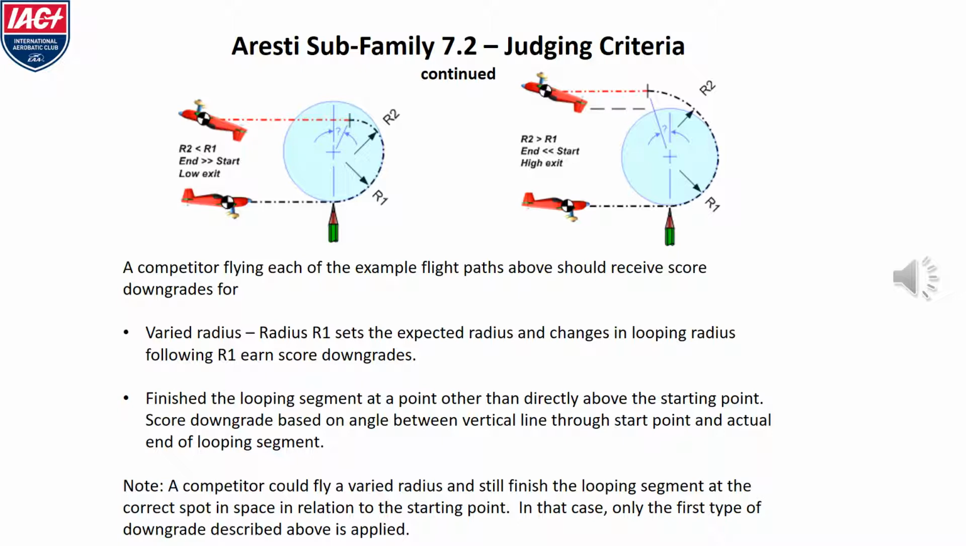score downgrade. In addition, the competitor might finish the looping segment before arriving at the spot that the looping segment was started, or the competitor might finish the looping segment beyond the spot that the looping segment was started. Both situations earn a score downgrade.